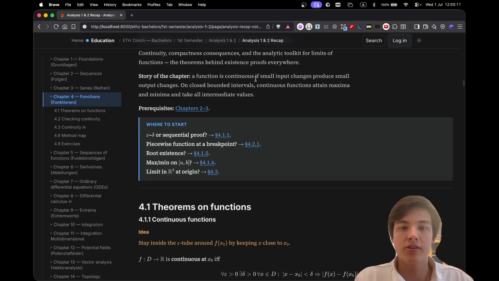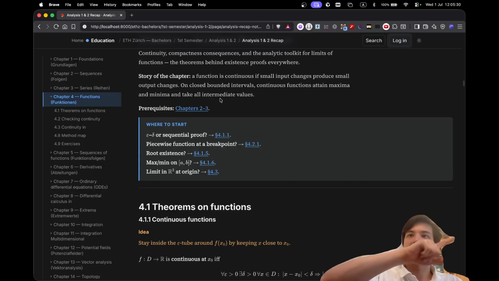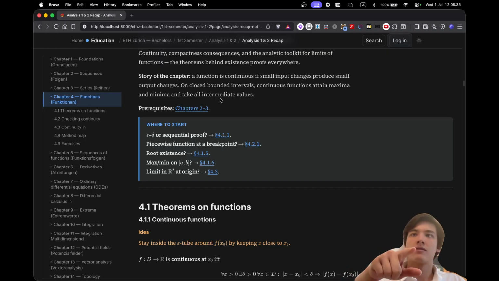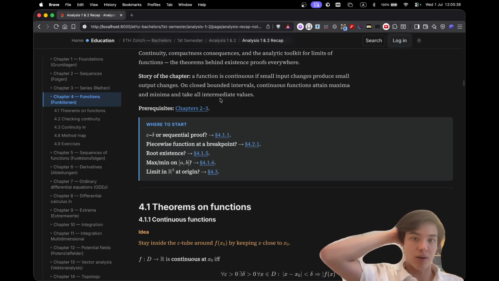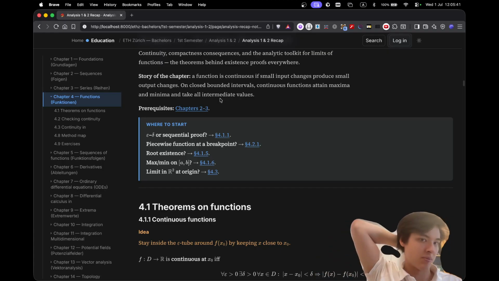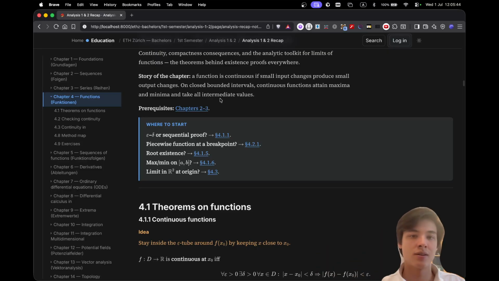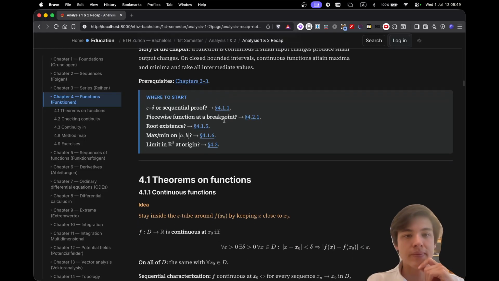So a function is continuous if a small input change produces a small output change, and on closed bounded intervals, continuous functions attain a maximum and a minimum and take all intermediate values. So we can imagine a continuous function that is bounded, then it's bound to have a maximum and minimum value, and between those they need to be connected between the two bounds.